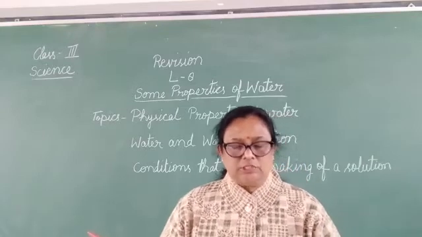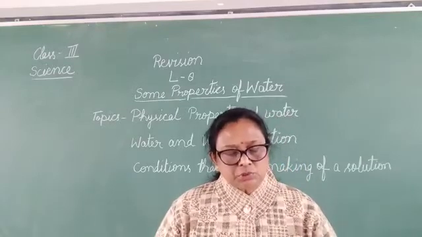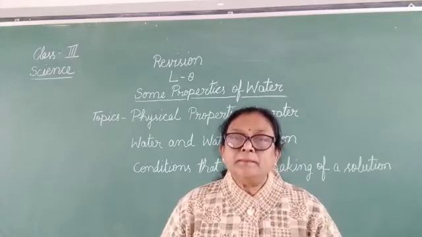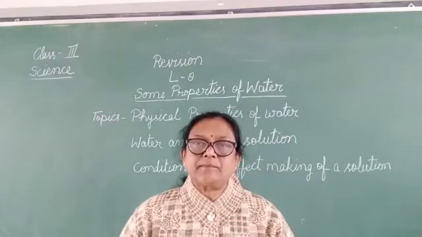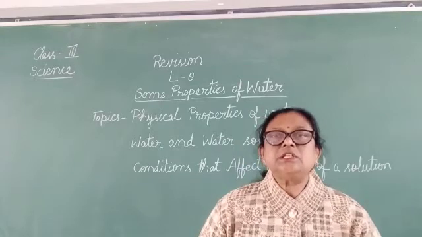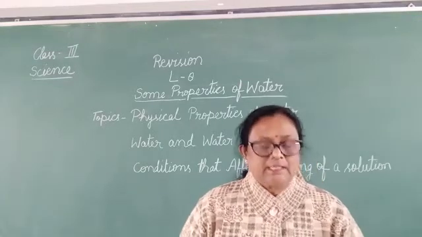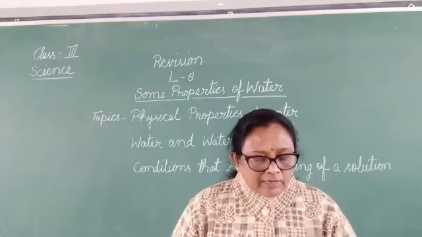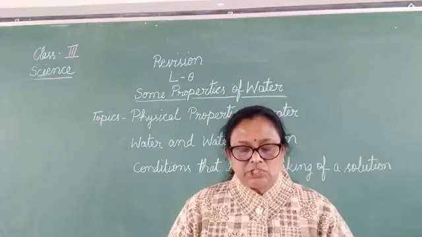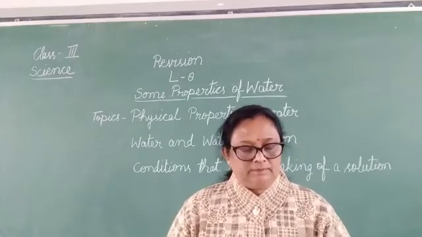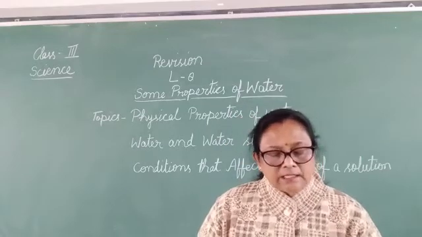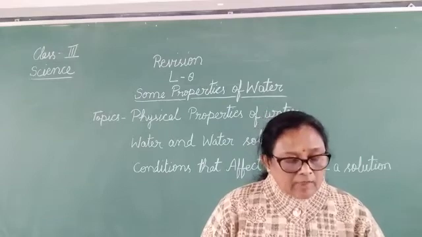The solid form of water, that is ice, changes into liquid form on heating, which is called melting. When ice is kept outside, the temperature changes, so it melts, and that is known as melting. When liquid water is heated, it changes into the gaseous form of water, that is water vapor. This process is called evaporation.